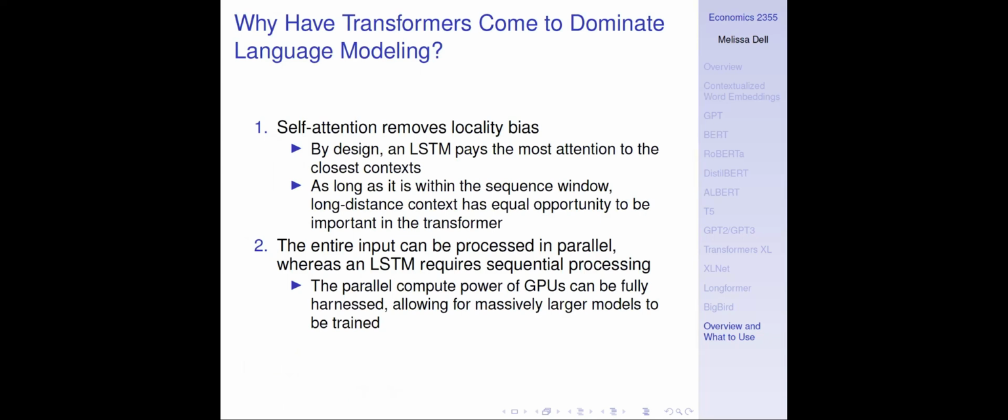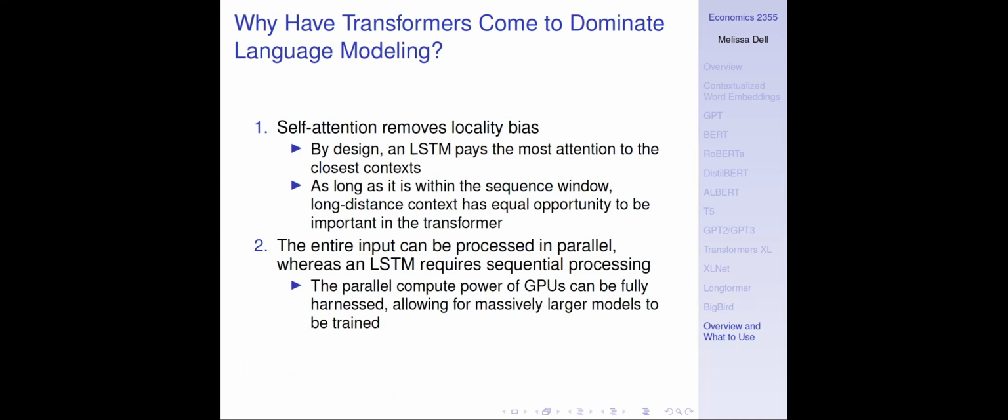And so first of all, you've seen that transformers have come to completely dominate language modeling. Why is that? Well, there are two reasons for their success. Self-attention removes locality bias by design, whereas an LSTM pays the most attention to the closest context. That's a feature of the LSTM. It was built on the intuition that those close contexts matter the most, and we know that it's difficult to have long-range dependencies in an LSTM because of vanishing gradients.